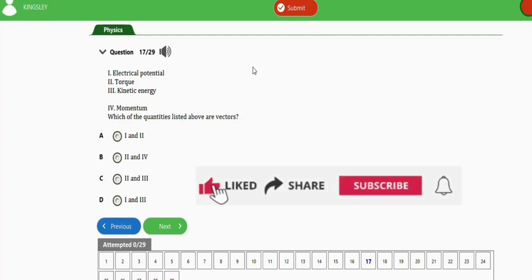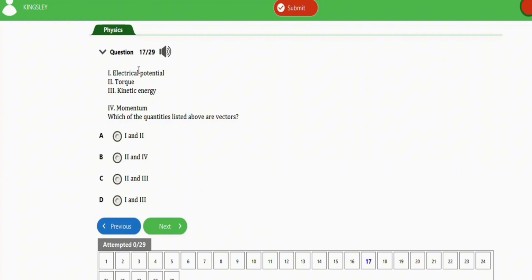Really appreciate this. So this question says, which of the quantities listed above are vectors? I think we have also answered this question. The correct option here would be: time is not correct, momentum is correct, so that would be II and IV. Next repeated question will be this one.